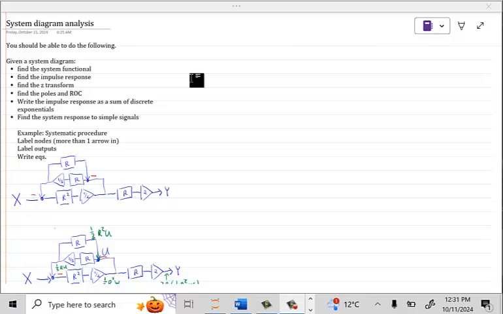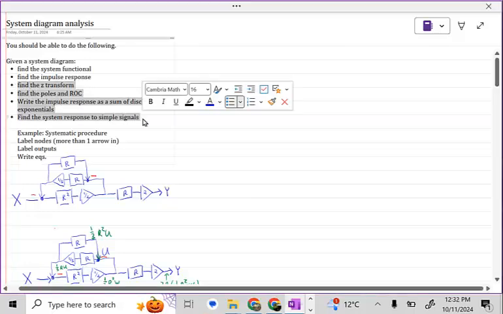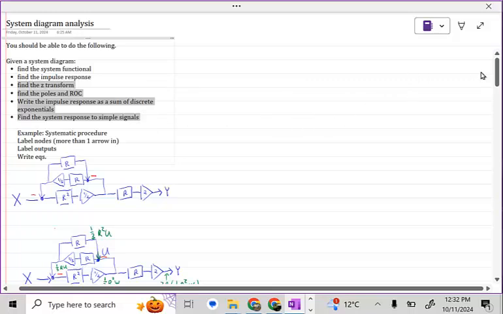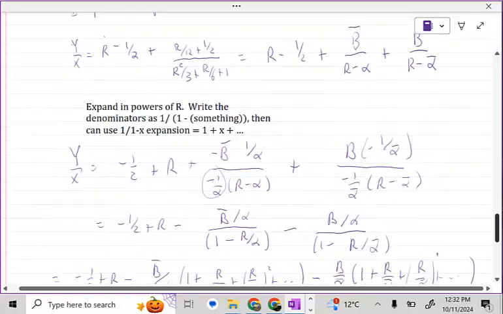Okay, so I created two previous videos where we started with a system diagram and we found the system functional and the impulse response. Now we have four more things here, and these are all quite simple. I'll do all of these in a single video. So I'll take this down to the bottom and we'll continue with our example.